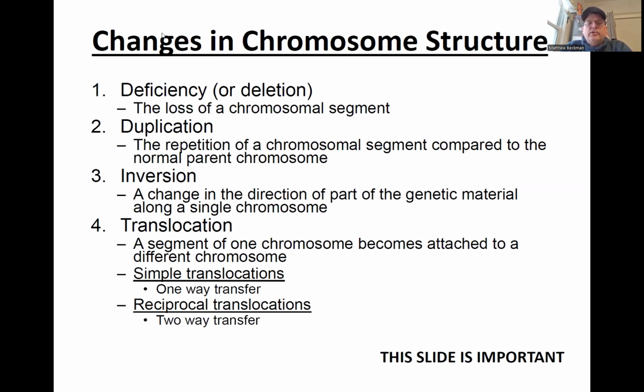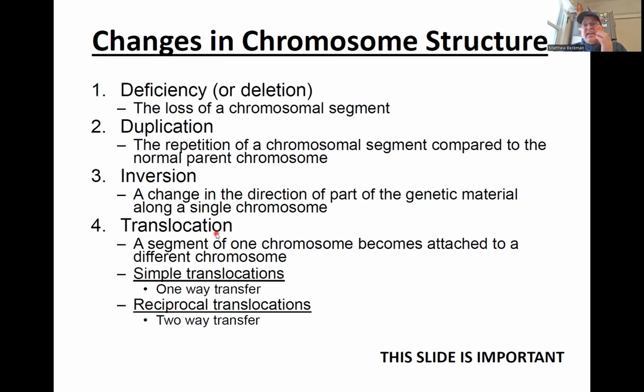Then we can have duplication, where during the process of usually DNA copying, but also it could happen during recombination, you get an area that gets doubled. And so you have twice as many genes for that region. Inversion is where a chromosome just flips its information. It's still all there, it's just in the opposite orientation. And then translocation is where chromosomes swap parts.